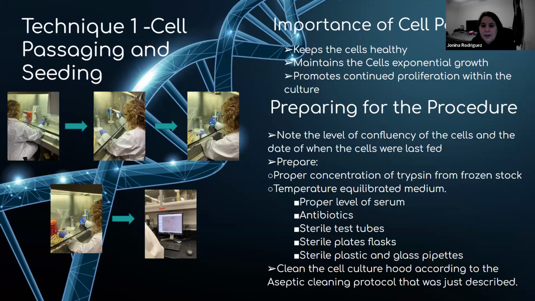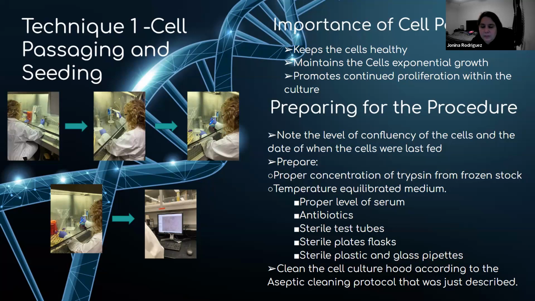In order to prepare for that, you want to make sure that you have the proper concentration of trypsin from a frozen stock that we pulled out of the freezer in immersion. And then you want to make sure that everything is temperature equilibrated and all the same temperature so that you are not killing these cells. You also want to make sure that you have a proper level of serum. You want to have the correct antibiotics ready. Everything needs to be sterile.